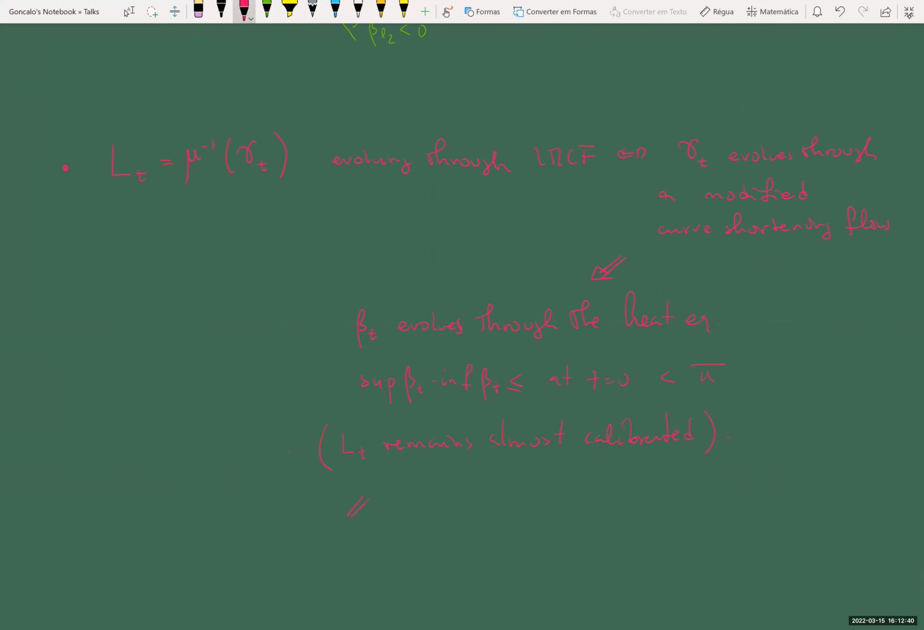And then through the classification of ancient solutions to the Lagrangian mean curvature flow. That's a recent work, not really all ancient solutions, but of almost calibrated ancient solutions. That's work of Lambert, Lotay, my collaborator, and Schulz.